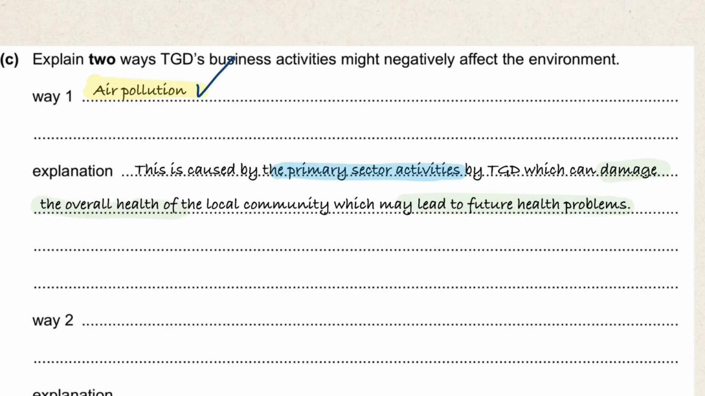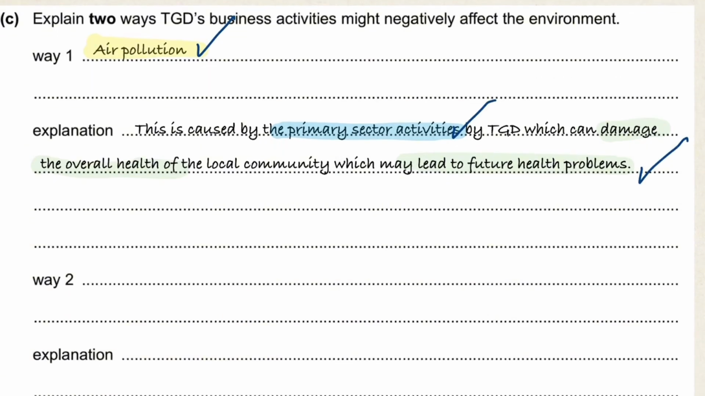As you can see here, highlighted in blue, primary sector activities, which is my application point. And the analysis is the direct impact of air pollution, and in this case, which is to damage the overall health of the community, which will lead to future health problems. Remember, the important part is the direct impact.